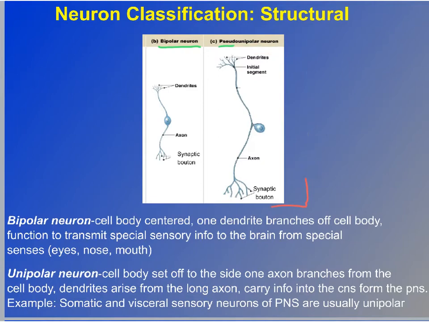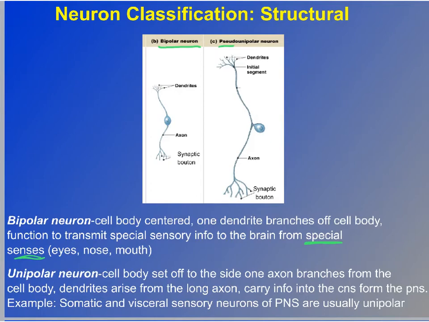So functional differences between the bipolar and pseudo-unipolar are that the bipolar neurons, they're only transmitting special sensory information. So they're going to carry information from the eyes, the nose, the mouth, and the ears back to the brain. They're sensory neurons, but they're only special sensory neurons, meaning they're really highly specialized.